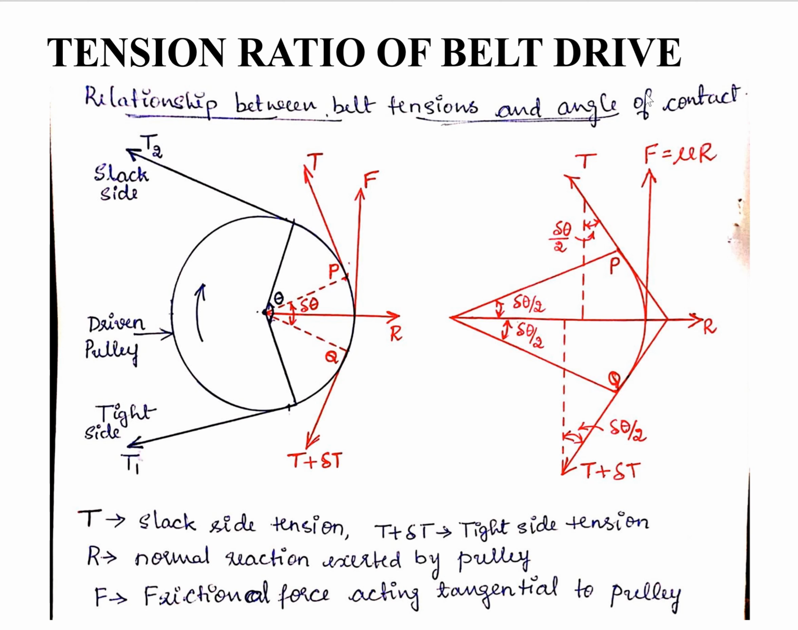Now, T is nothing but tension: the tension at the slack side is T, and at the tight side it is T plus delta T. R is the normal reaction. F is the frictional force acting tangential to the pulley. The frictional force is taken as a constant value of mu R.